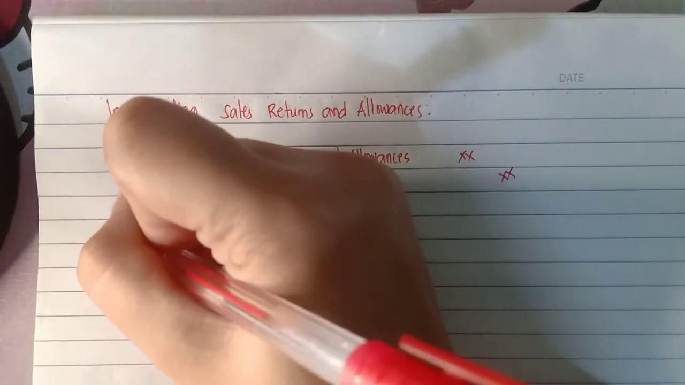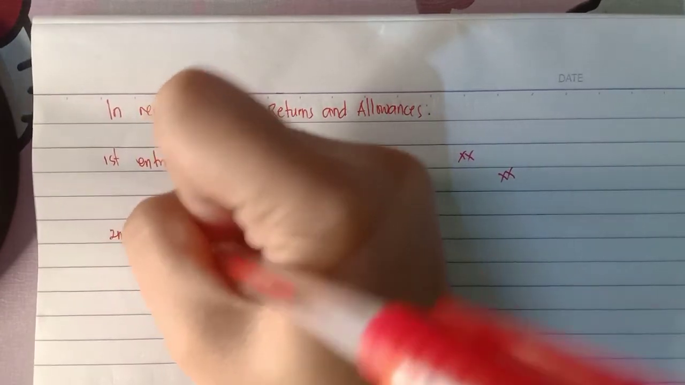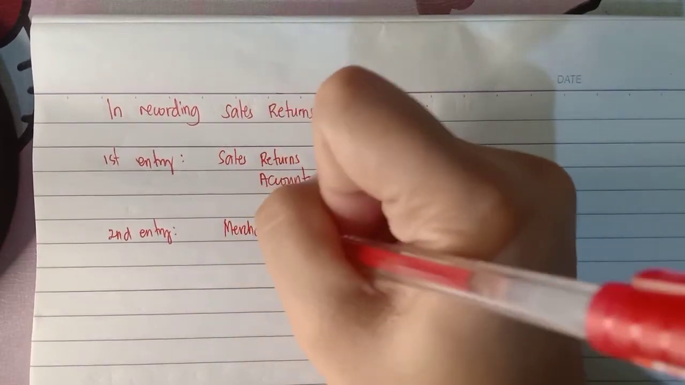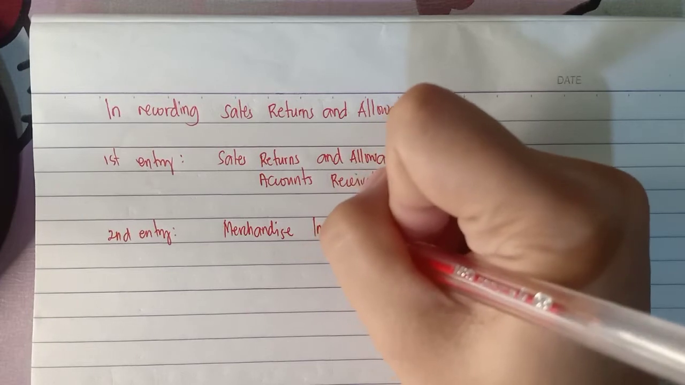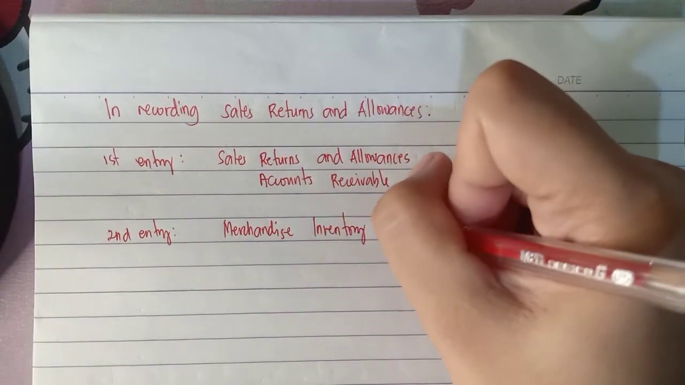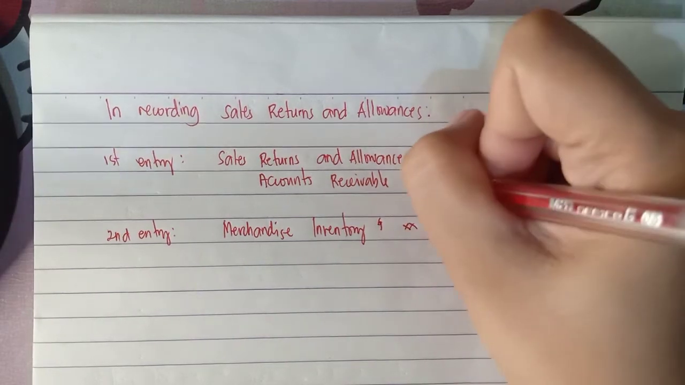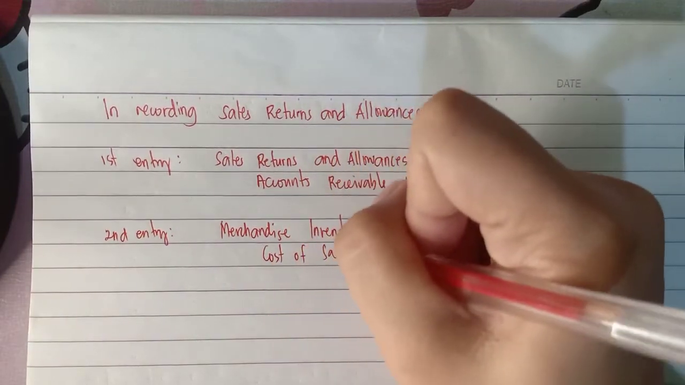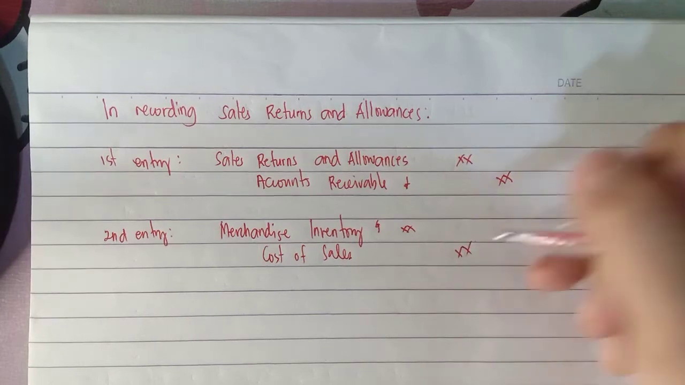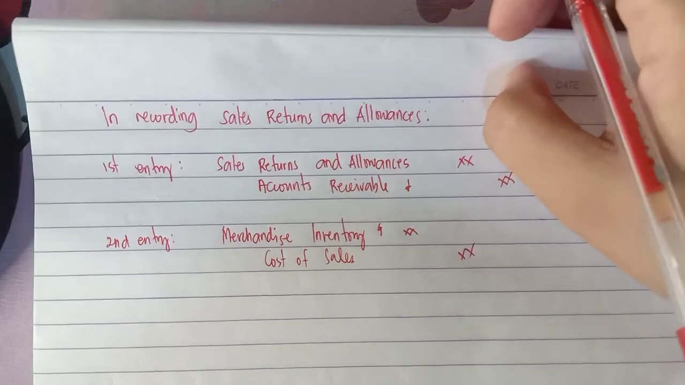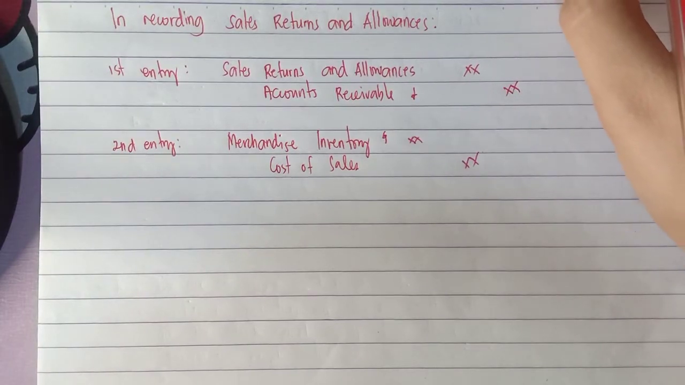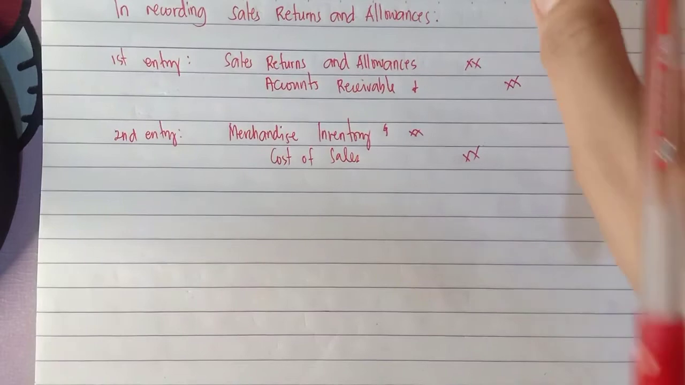Next, second entry is we have to debit merchandise inventory kasi nabalik sa atin yung merchandise. So, merchandise inventory nadagdagan naman kaya debit. So, increase. Then, the cost of sales, credit. So, in the second entry, merchandise inventory was debited to increase the goods available for sale, and cost of sales was credited to effect a reduction of the cost of goods sold.